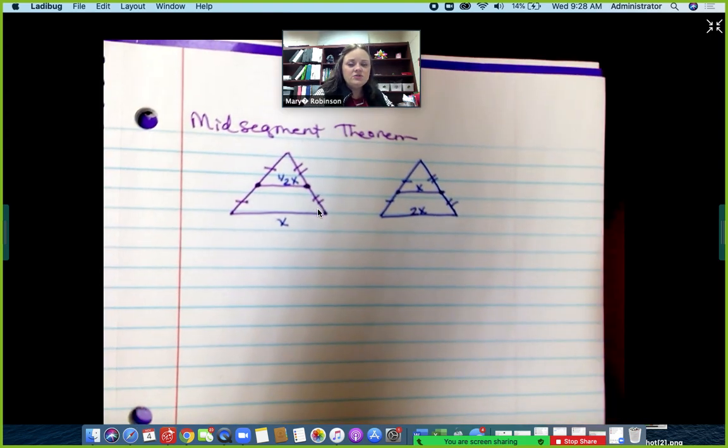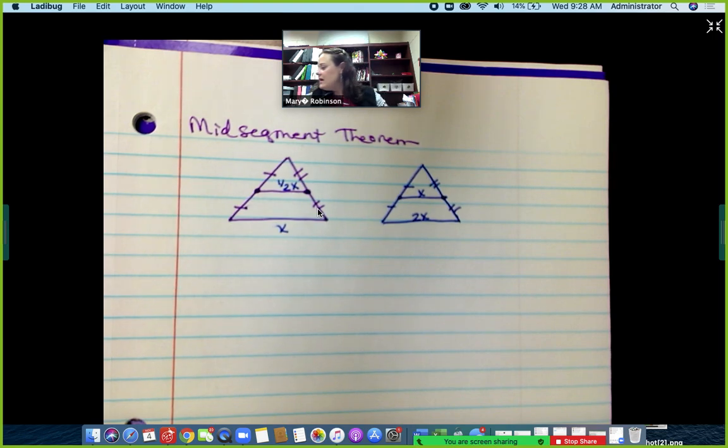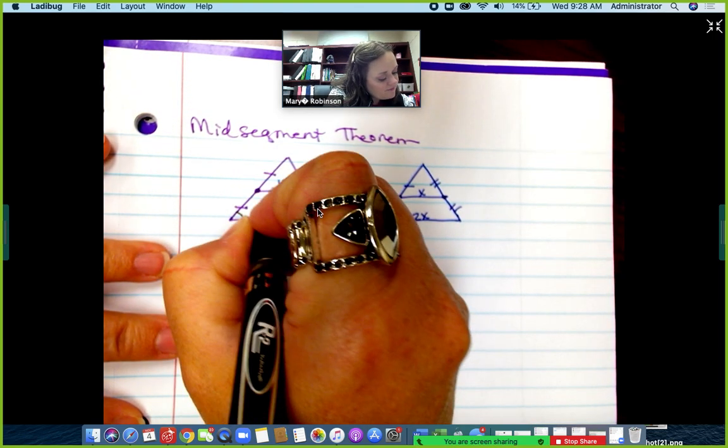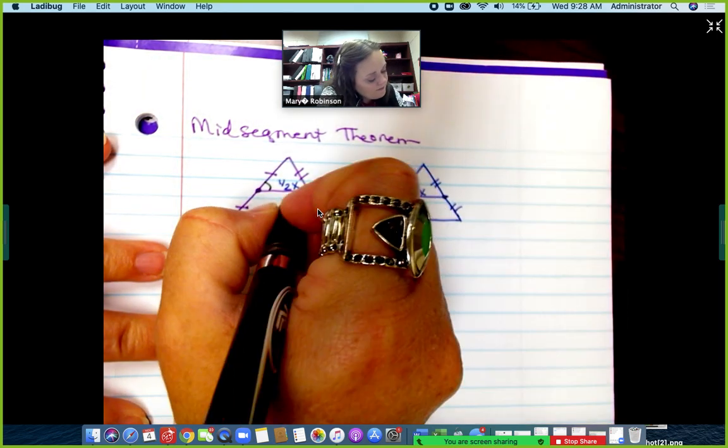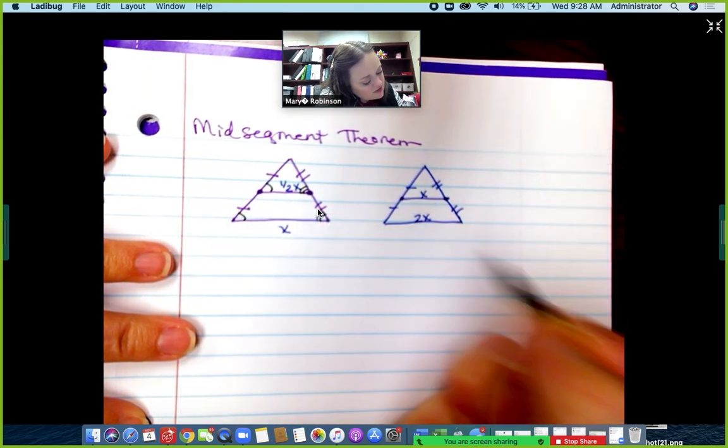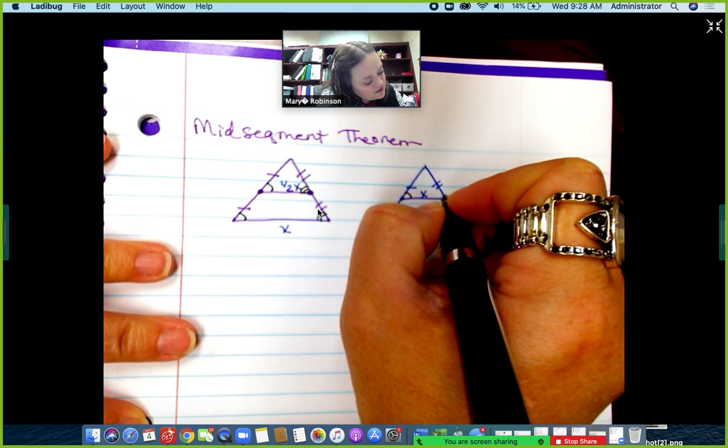But what else will be true? We know that we will have corresponding angles that are congruent. So I'm going to mark this one congruent to this one, with 2 arcs here to show that these are congruent. And same here.